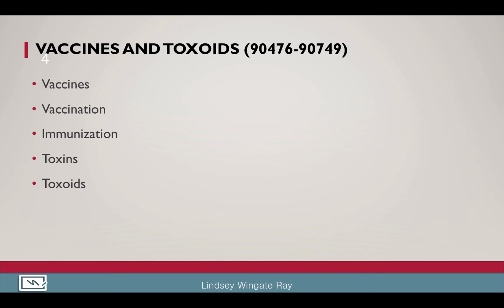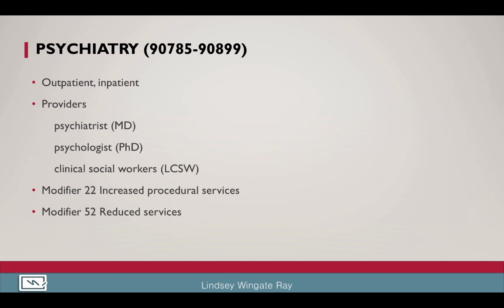The flu or influenza vaccine is an example of a vaccine. Immunization is used as a synonym for vaccination. Both are given to protect susceptible individuals from diseases. A toxoid is a toxin that has been treated to destroy its toxic or harmful property and is capable of stimulating the production of antibodies against the toxin. For example, tetanus toxoid. The next section I want to talk about is the psychiatry section.